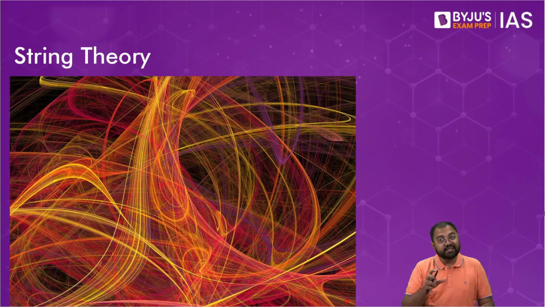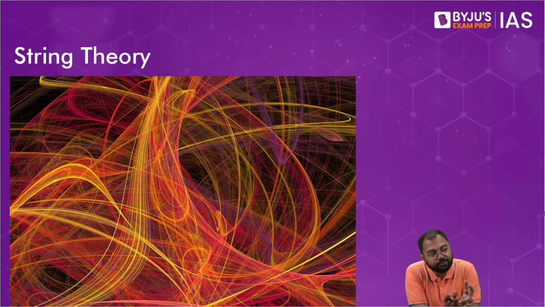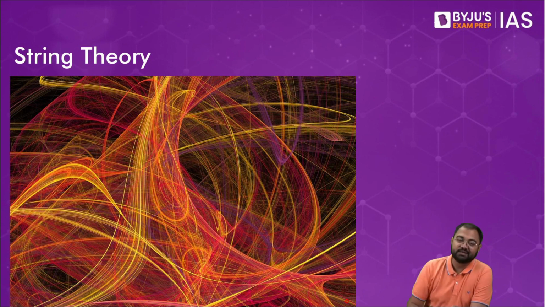So it says that the entire universe is also something similar, that the entire universe is made of very tiny strings, and various vibrations in these strings will produce different kinds of particles. So one kind of vibration will produce one kind of particle, another kind of vibration will produce another kind of particle. So this is what string theory is saying.